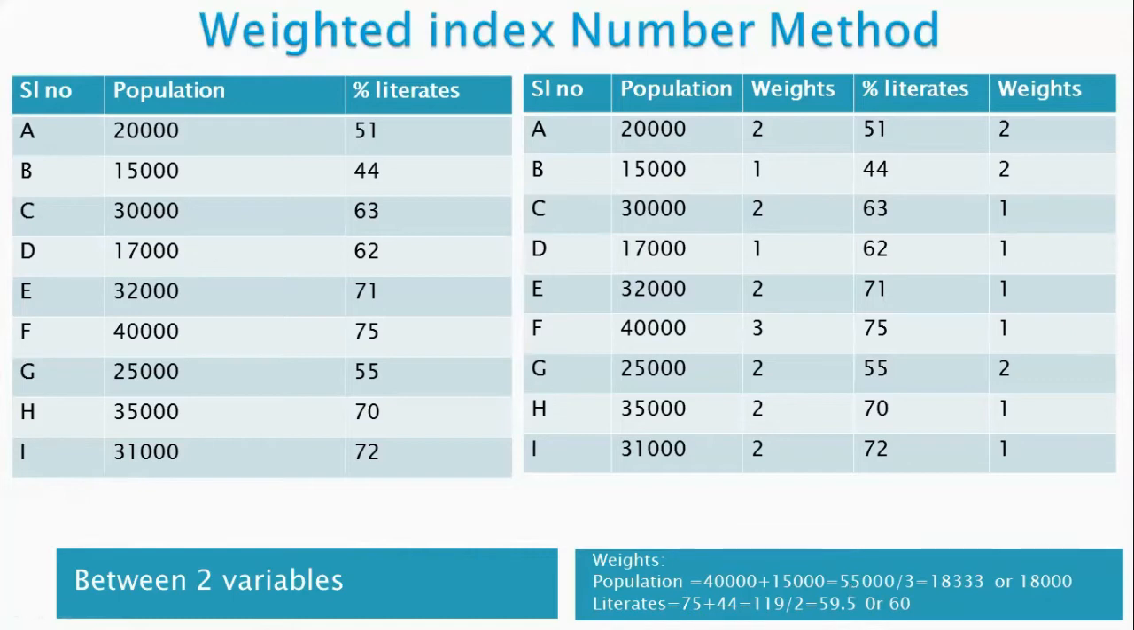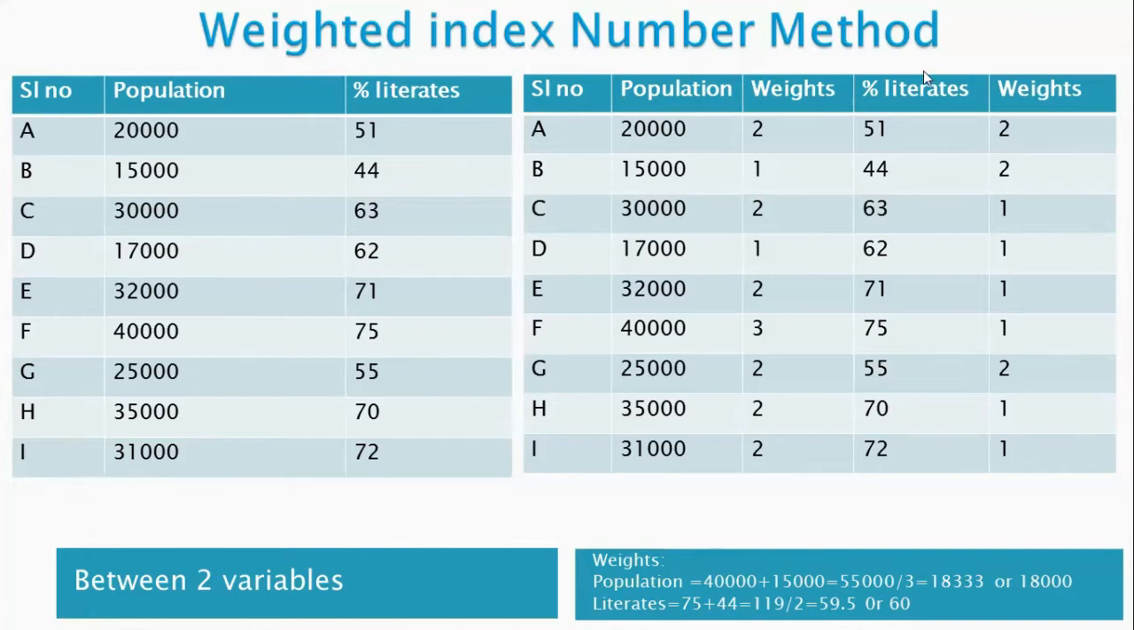Now I want to categorize this into three categories, so I divide it by 3. That gives me 18,333. To normalize this value, I make it a whole number, 18,000. That means all the population can be divided into 3 groups: less than 18,000, 18 to 36,000, and more than 36,000. So these are the 3 groups.